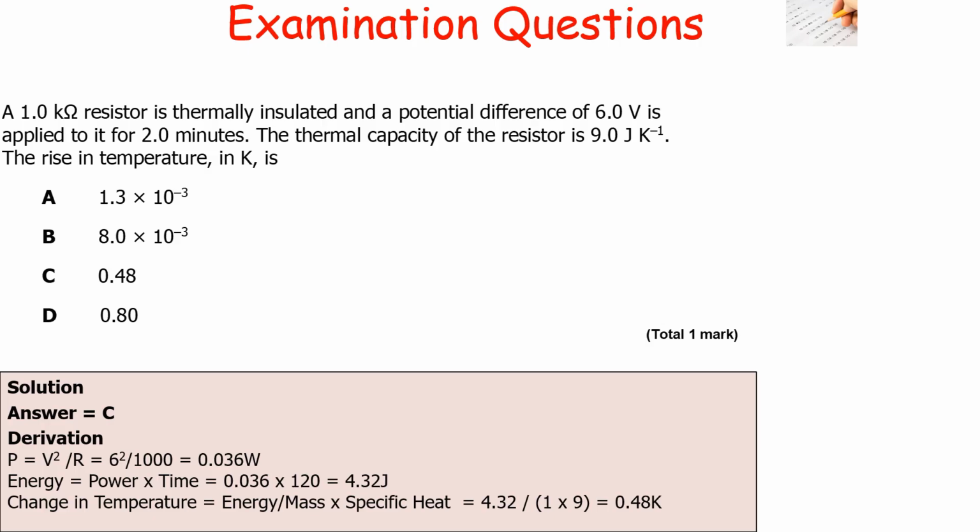Now we know that a change in temperature is equal to the energy over the mass times by the specific heat capacity, because we're using the specific heat capacity equation of E equals mc delta T. So therefore delta T is going to be E over mc. So therefore we can pop all our numbers in. We know what our energy is, 4.32. We know our mass is 1 kilogram, and we know that our specific heat is going to be 9. So therefore what we can do is we can work it out to be 0.48 Kelvin.